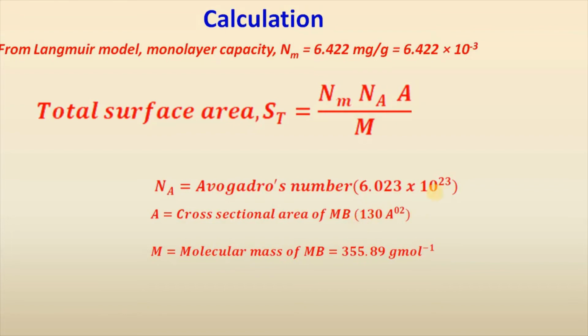Well, from Langmuir model, monolayer capacity Nm was 6.422 mg per gram. Therefore, total surface area St equals Nm times Na times A divided by M, where Na is Avogadro's number, A is the cross-sectional area of methylene blue, which is 130 angstrom square or 78 angstrom square, and M equals the molecular mass of methylene blue, which is 355.89 gram per mole.